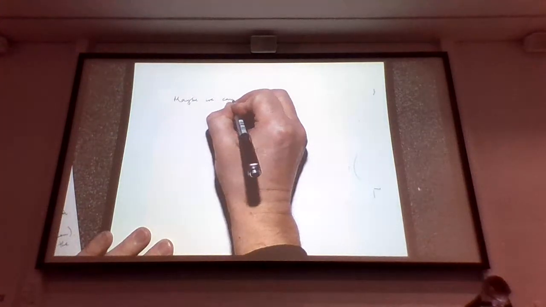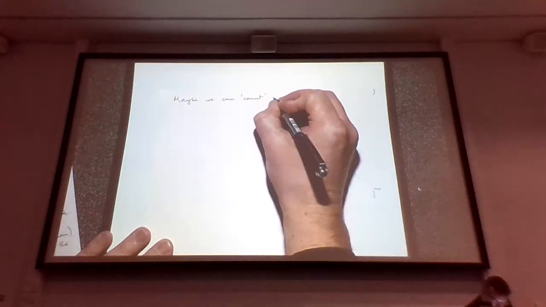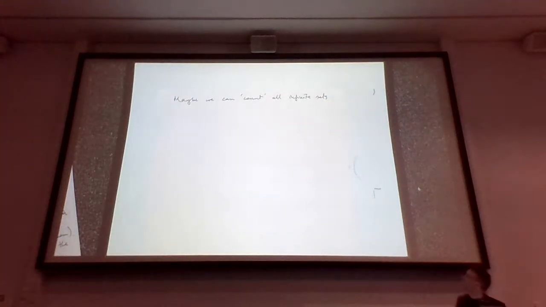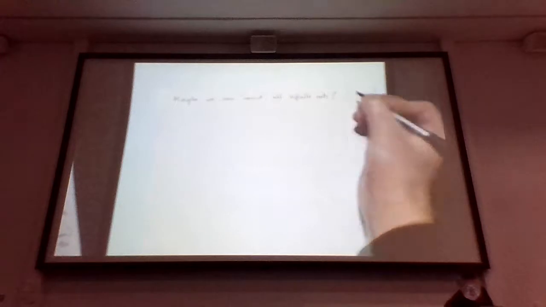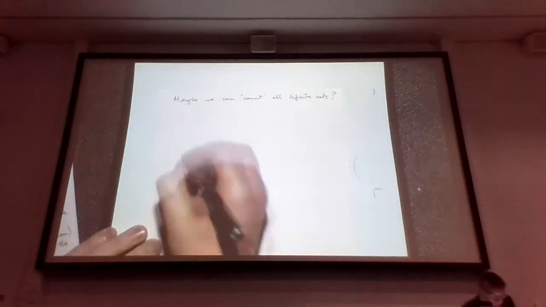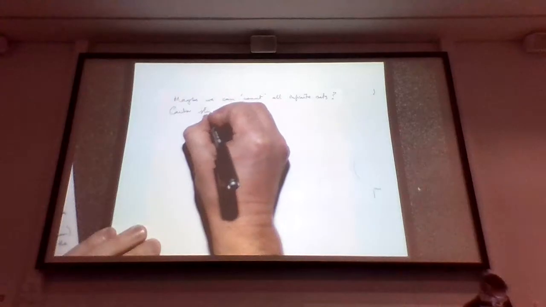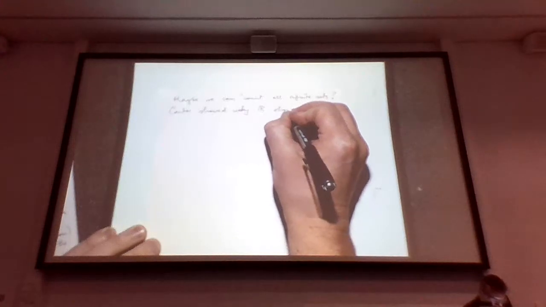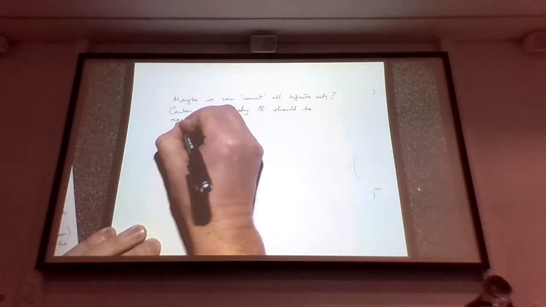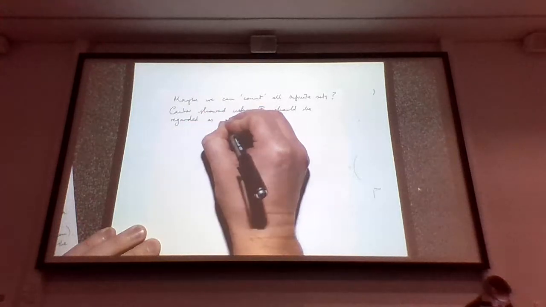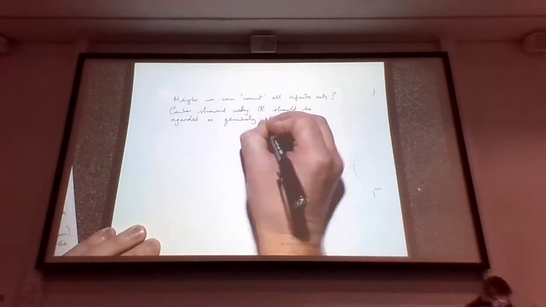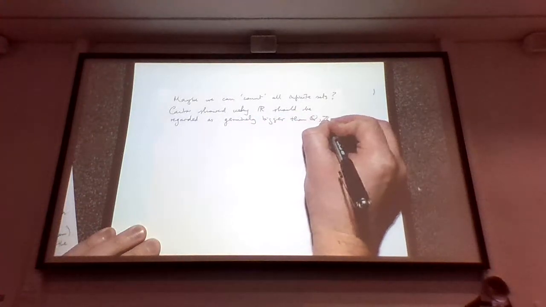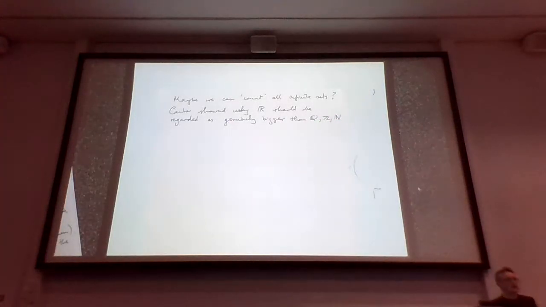Maybe we can count everything. And this is where the story really got interesting. Cantor showed why R should be regarded as not being the same size. Genuinely bigger than any of these lesser number systems, the rationals, the integers, and the natural numbers.